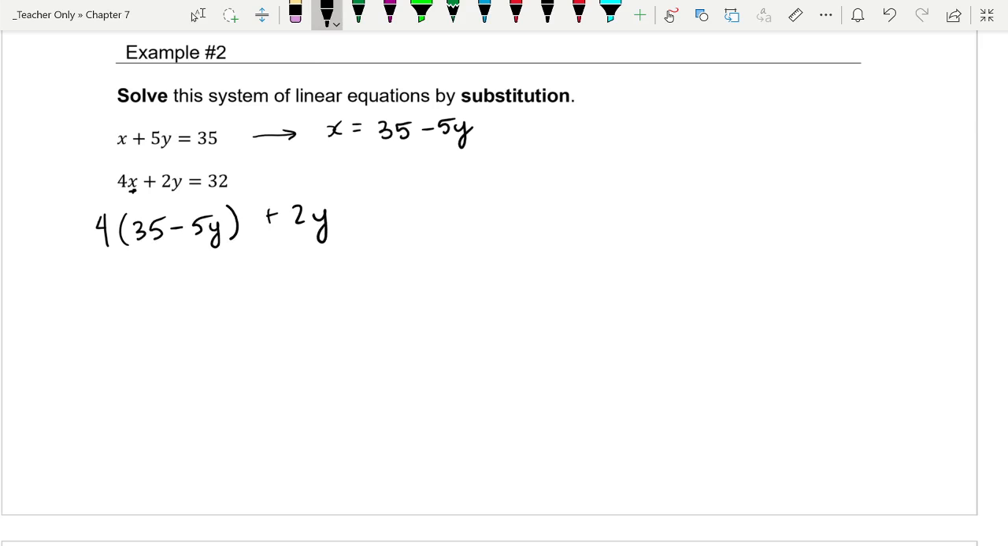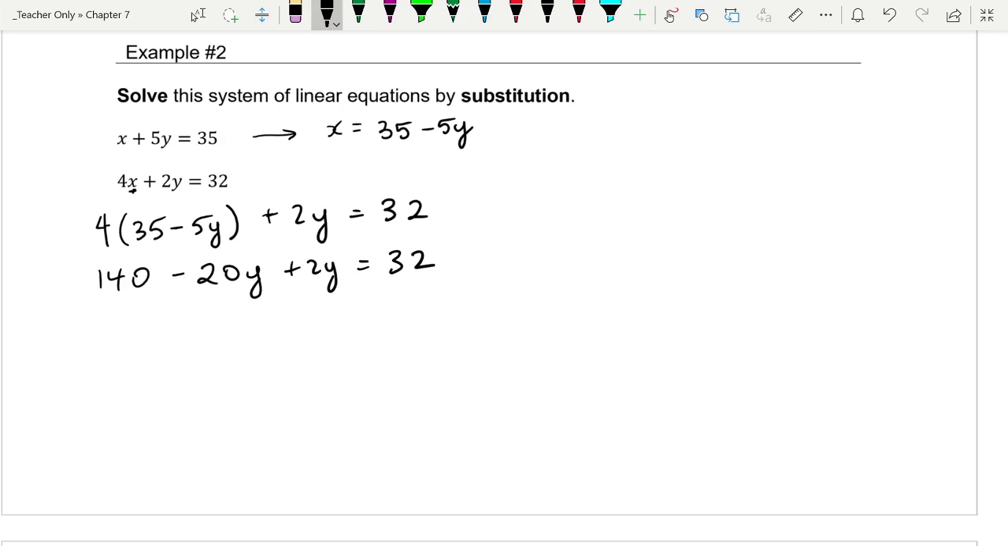And then I now have an equation that only has one variable, which makes me happy because I know how to solve that. You should be writing stuff down. Okay, so now the numbers get a little big here. 4 times 35: 4 times 30 is 120 plus another 20, 140. Somebody double check my mental math. Minus 20y plus 2y is equal to 32.